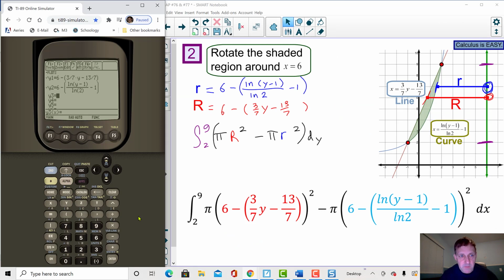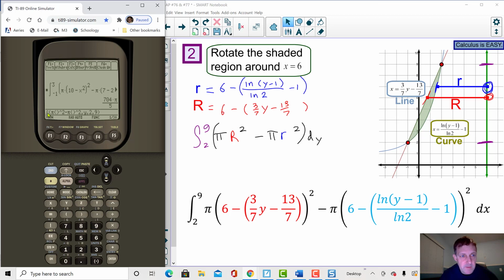All right, the first thing I'm going to do is type my functions in on y1. Otherwise, it'll just be way too messy when you type it in the graphing calculator. My big radius is going to be y1, and my little radius is going to be y2. Then I'm going to go to the home screen.